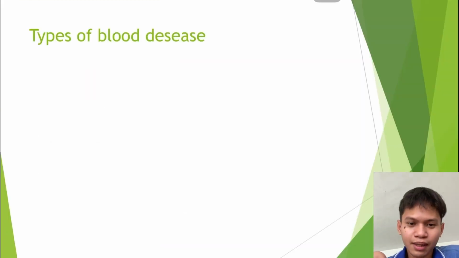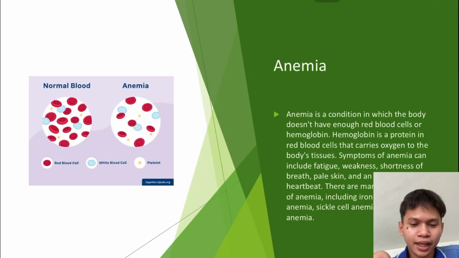Types of blood disease. Now, I only included 2. First is the anemia. It is a condition in which the body doesn't have enough blood cells or hemoglobin. Hemoglobin is a protein in the red blood cells that carries oxygen to the body tissues. Symptoms of anemia can include fatigue, weakness, shortness of breath, and pale skin.